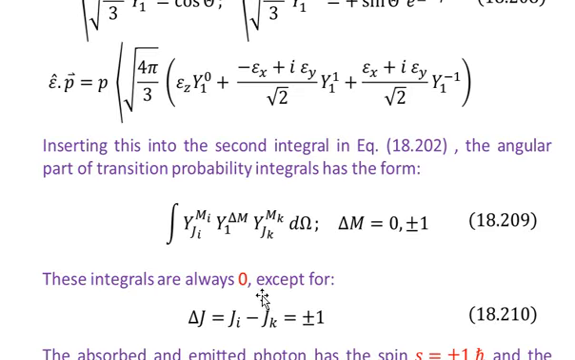These integrals are always 0 except when delta J, which is Ji minus Jk, is equal to plus minus 1. That is, the rotational transition should only survive between consecutive rotational levels. That is, the kth rotational level is lying close to the jth rotational level. So the transition between Ji and Jk should follow that selection rule of plus minus 1. If this holds, then these integrals will survive, otherwise the integrals will be equal to 0.